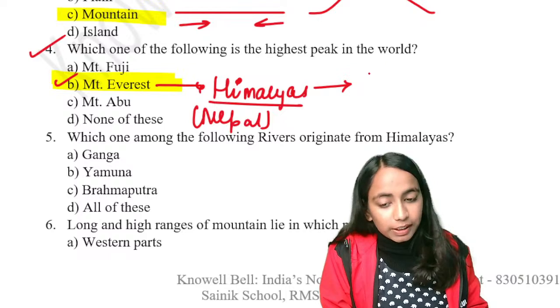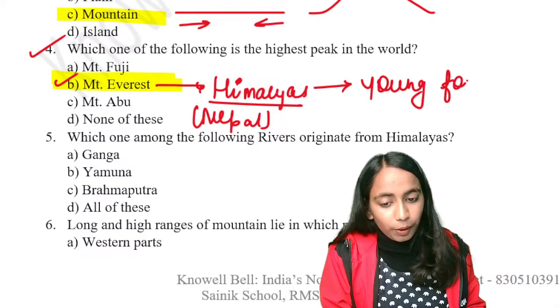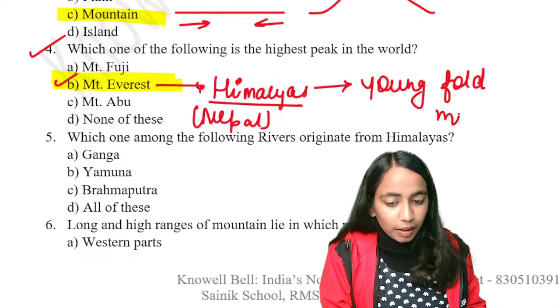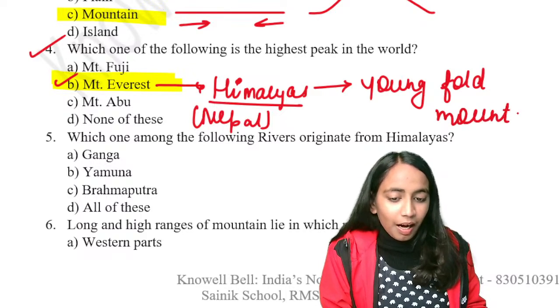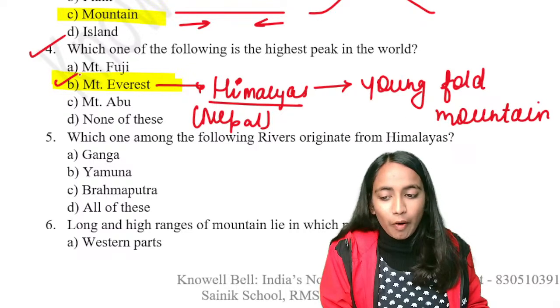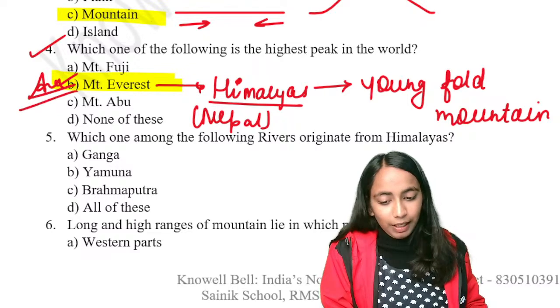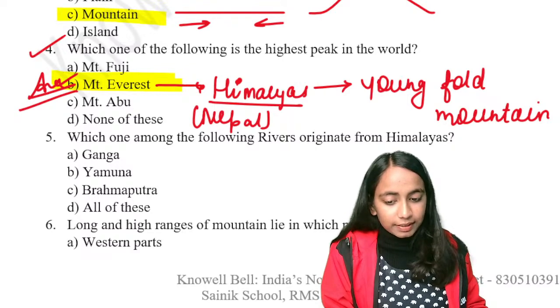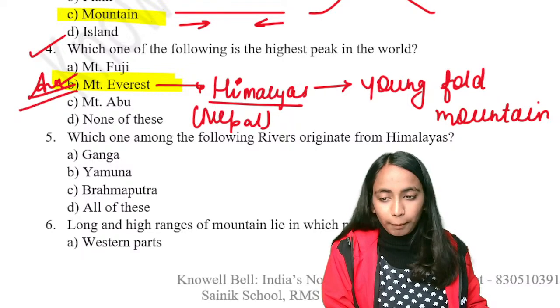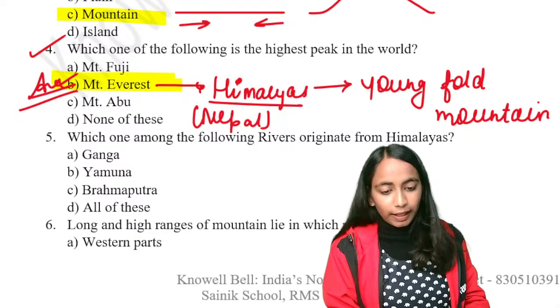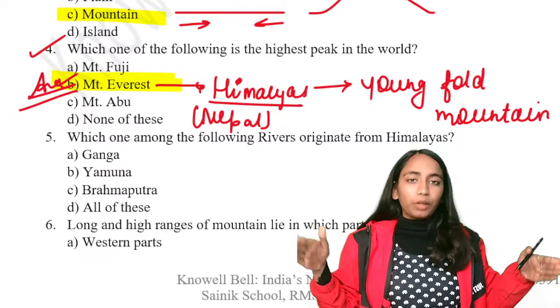What kind of mountains are Himalayas? Himalayas are young fold mountains. कैसे mountains हैं हिमालय? Himalaya are young fold mountains. Right answer we will have is option B. Himalayas are the young fold mountains. Okay. Good evening. Elevation means जो ऐसे उठा हुआ हिस्सा होता है.